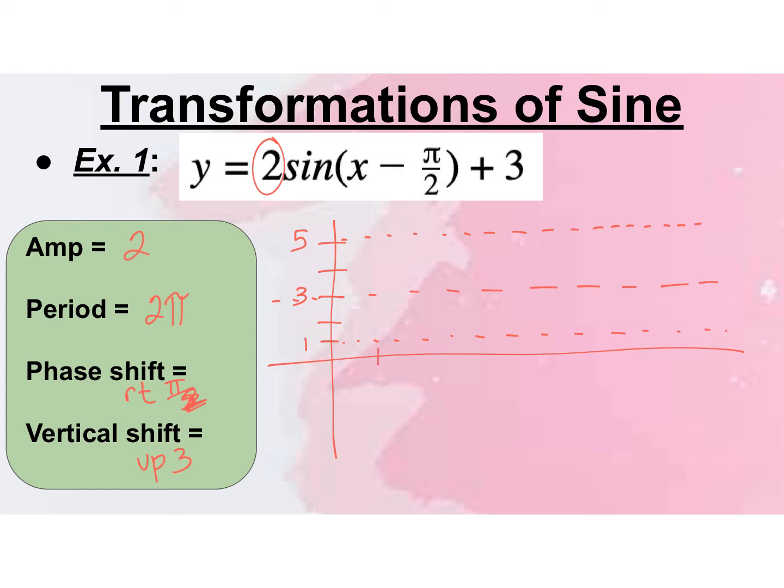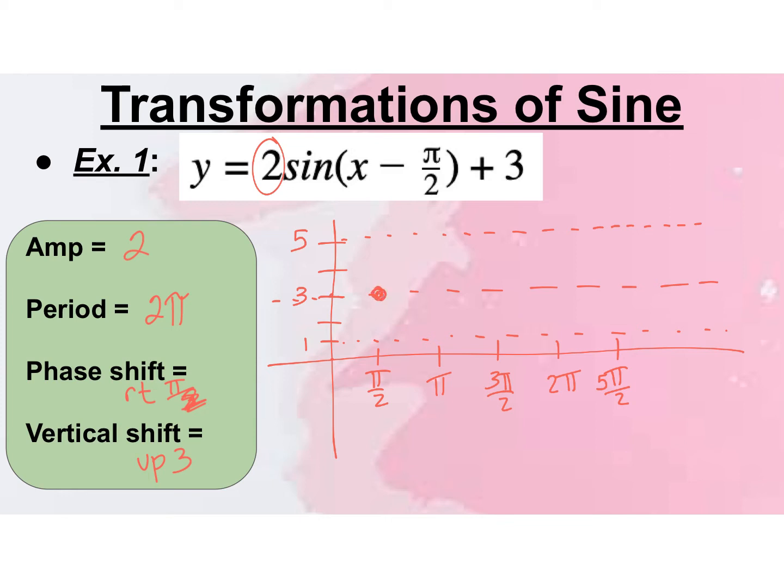So I'm going to go ahead and draw pi over 2, pi, 3 pi over 2, 2 pi. I know I'm going to have to go another pi because I'm shifting, so that would be 5 pi over 2. So normally I'd be at 0, 0 with my sine. So I'm now going to move up 3, and I'm starting there. I'm going to go to the right pi over 2.